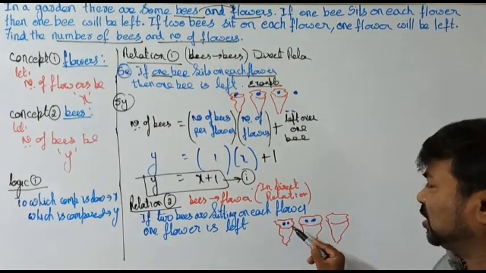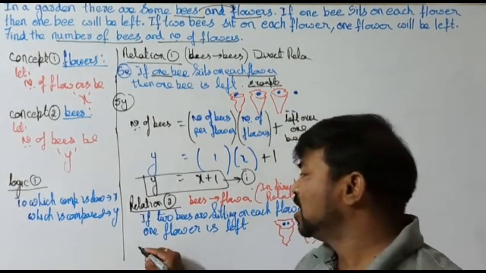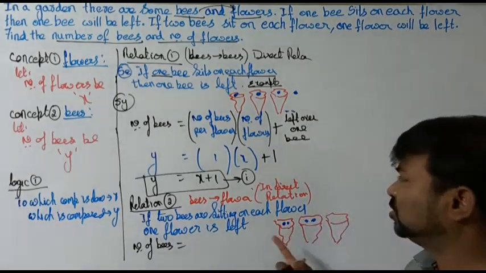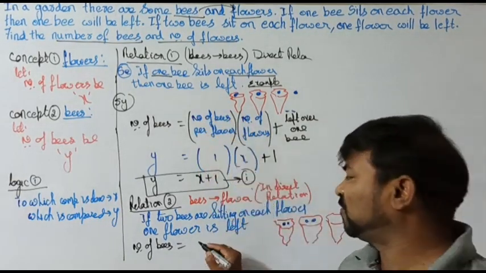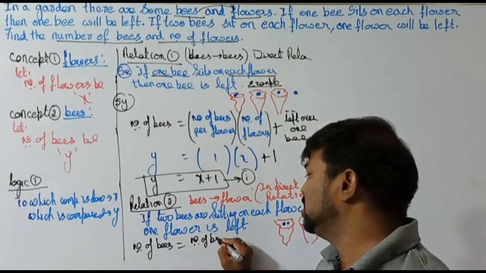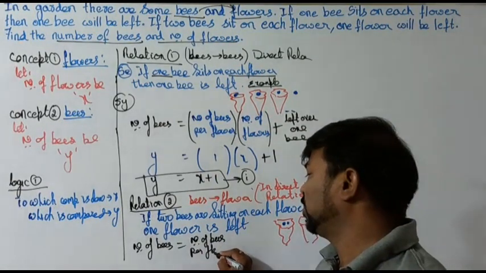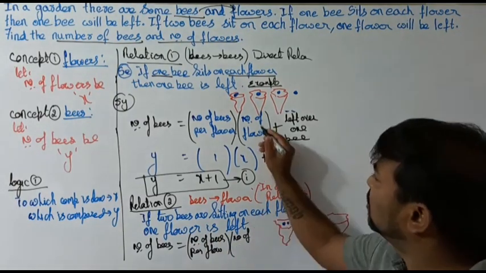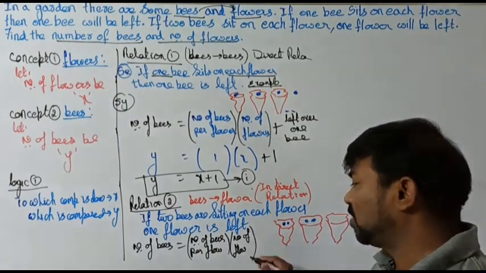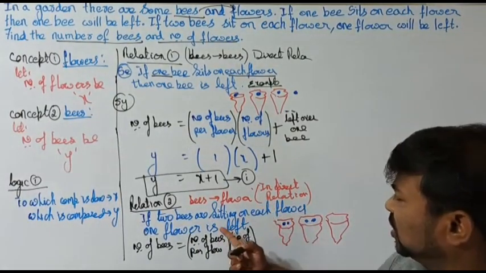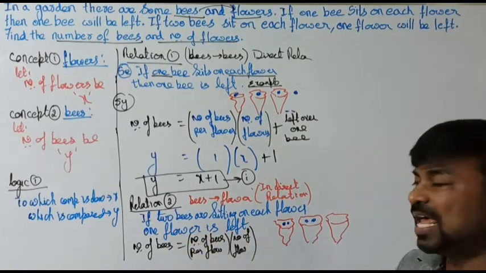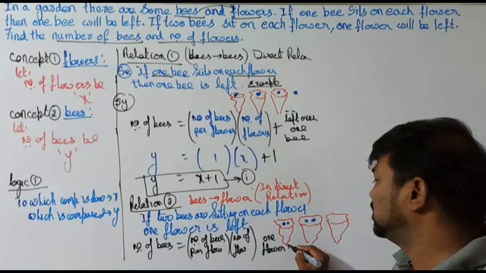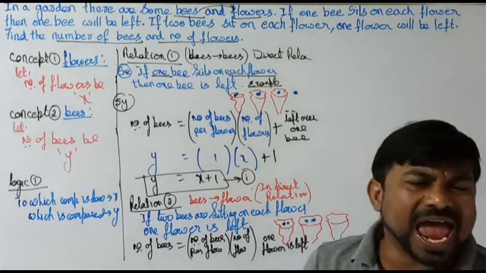Now if you count it, how many bees are there? 4. Number of bees is equal to the number of bees per flower according to the question, times the number of flowers. And what he says is, 1 flower is left. So shall we add or subtract?